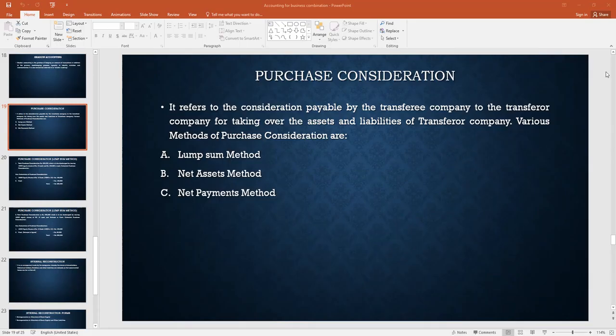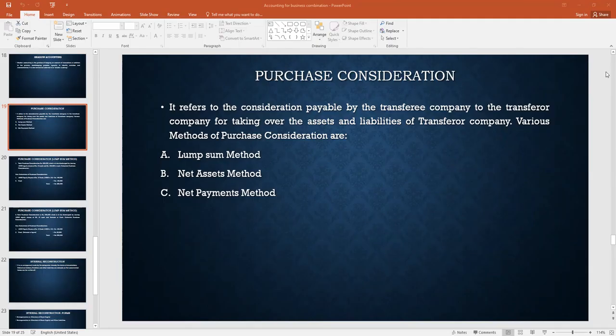So what is the purchase consideration all about? Purchase consideration refers to the consideration payable by the transferee company to the transferor company for taking over all the assets and liabilities. When a merger and acquisition is happening, one company is purchasing the assets and liabilities of another company, and it has to pay some lump sum amount to the other company. That is known as the purchase consideration.